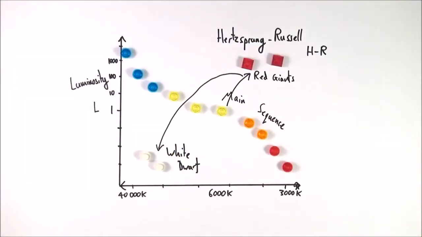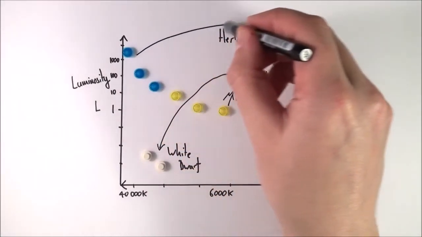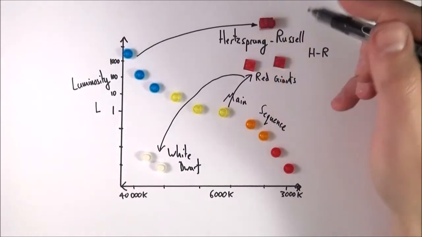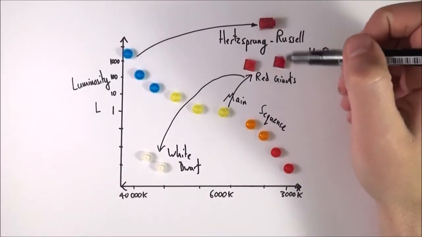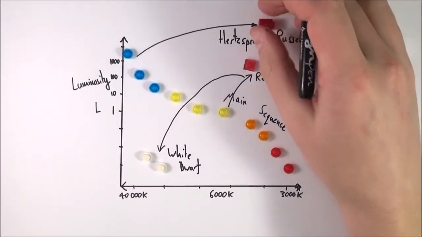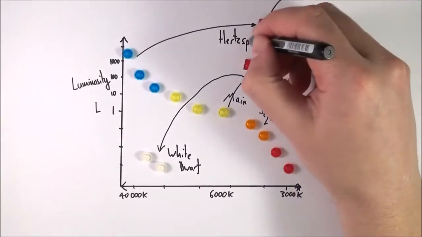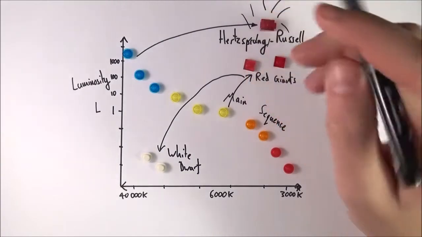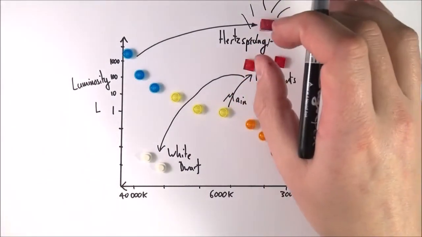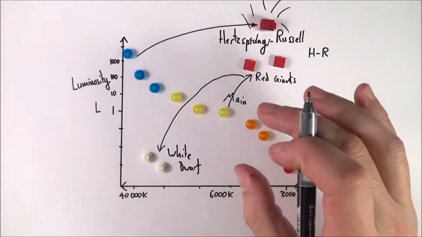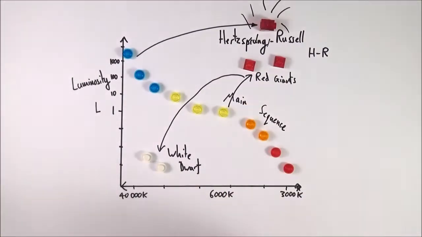What it does is move over here to the region where it's giving out a huge amount of light, but it's not particularly hot on the surface. And then at this point it disappears from the diagram, and that's when it explodes in something like a supernova, and it may then disappear into a neutron star or a black hole. So this diagram here is a really useful way to visualize the life of a star.